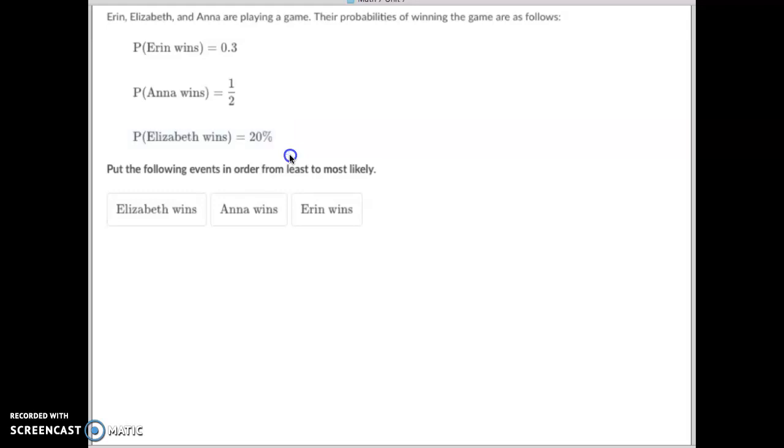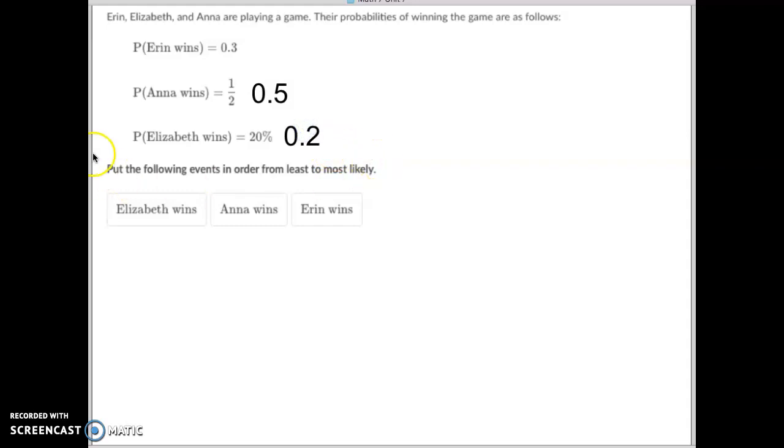Again, I like to put these in decimals. So 1 divided by 2 is 0.5. So Anna has a 0.5 chance of winning. And 20%, if we were to write that as a decimal, is the same as 0.20. Or we could write that as 0.2. Okay? Because you just moved the decimal over 2 places.